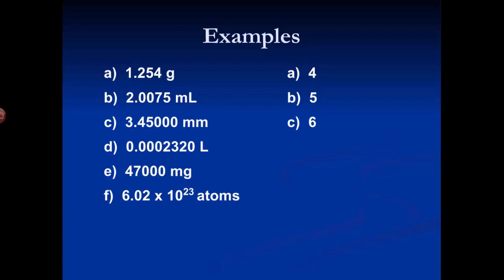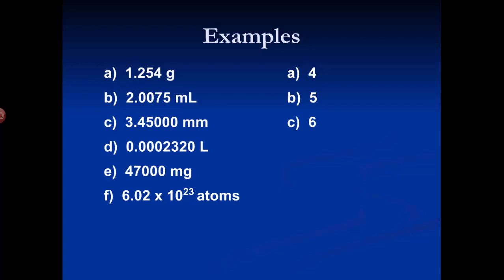Let's look at the next one. 0.0002320 liters. All right, well, I know the 2, the 3, and the 2 are significant. What about the zeros in front? Well, Rule 3 says zeros in front of a number are never significant, so they don't count. So I can just ignore those. They're just placeholders. The 2, the 3, and the 2 are.